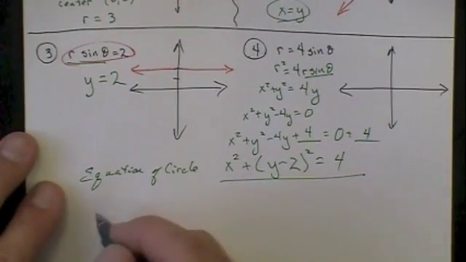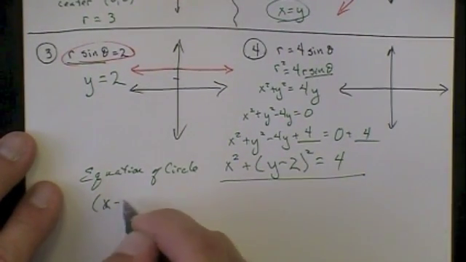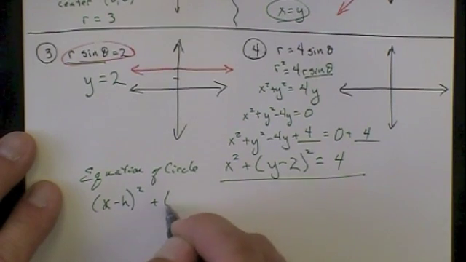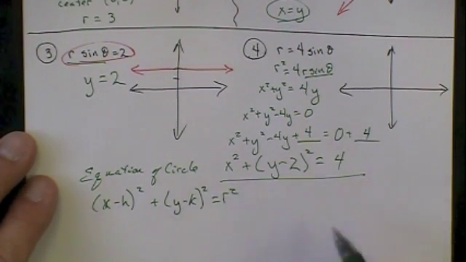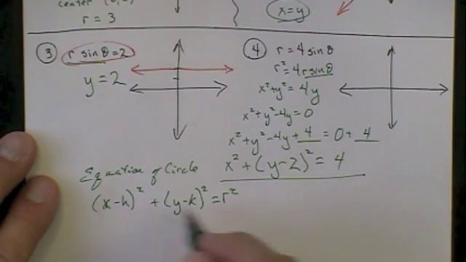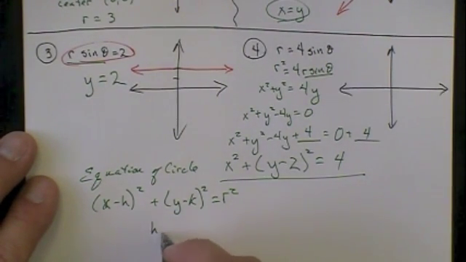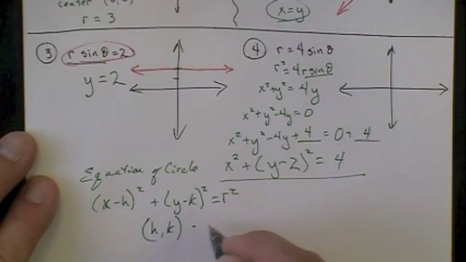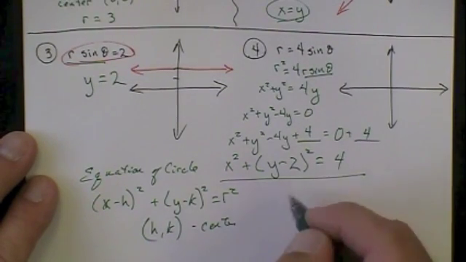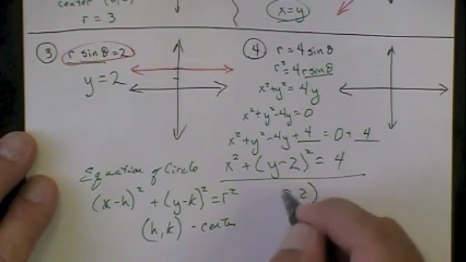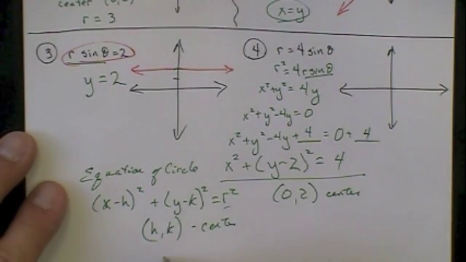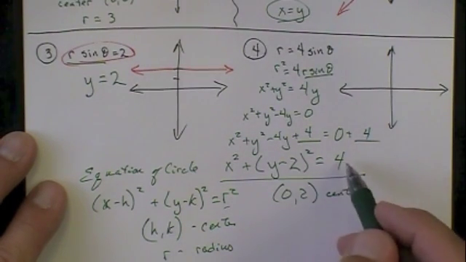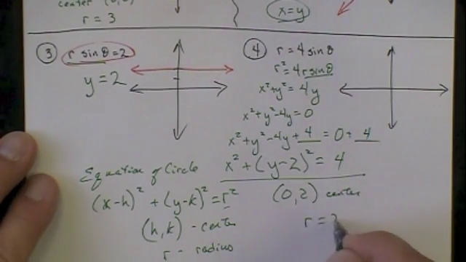Remember, the equation of a circle is written in the form x minus h squared plus y minus k squared equals r squared. In this case, we're saying that h and k, which is the center, on this problem would be 0 and 2. That would be our center. And then r is the radius. And in this case, r squared is 4, so r is equal to 2.